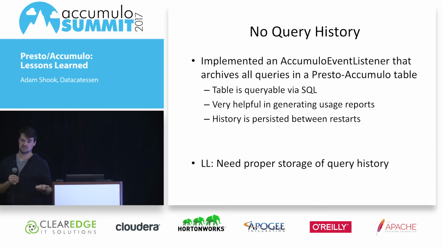So we added an Accumulo event listener, which takes all of that metadata from the event listener hook and writes it to a Presto-Accumulo table. And this is great because all this history is now stored in Accumulo. So we're persisting it between any restarts of the coordinator. We can keep as much of it as we want, and we can also query it through SQL. So we can generate usage reports. We can determine SLAs of individual queries that users are running in order to detect when we need to scale Presto if we need to.